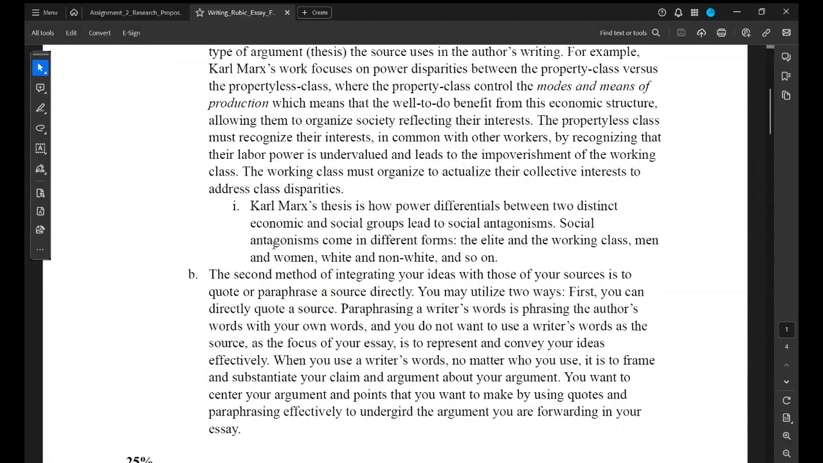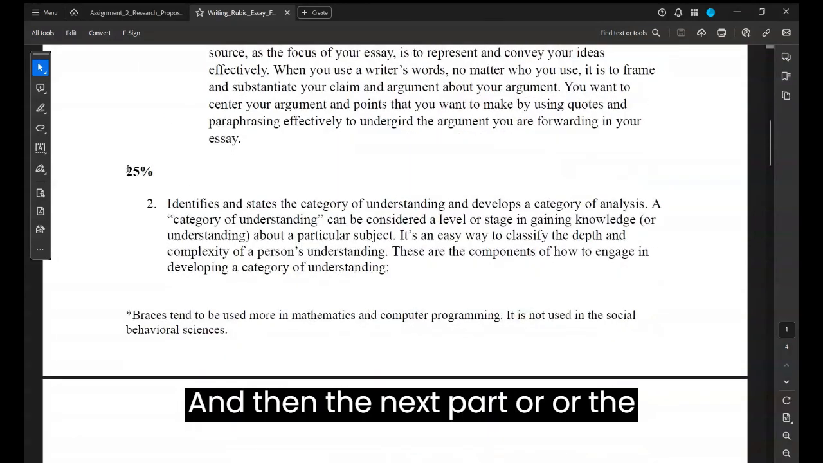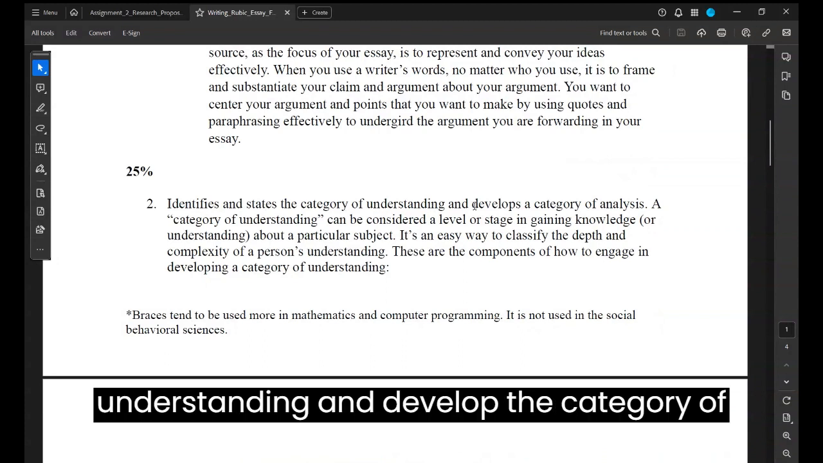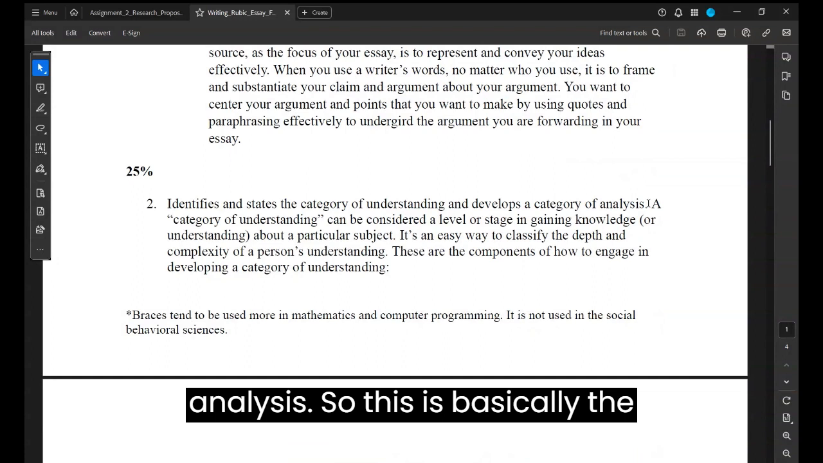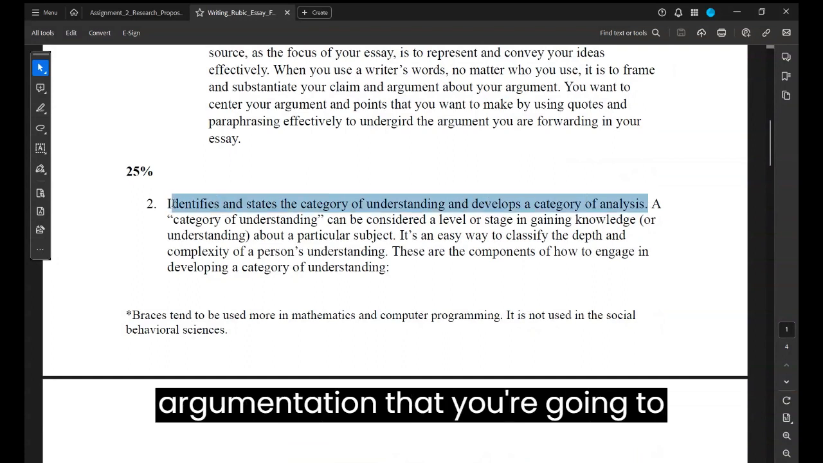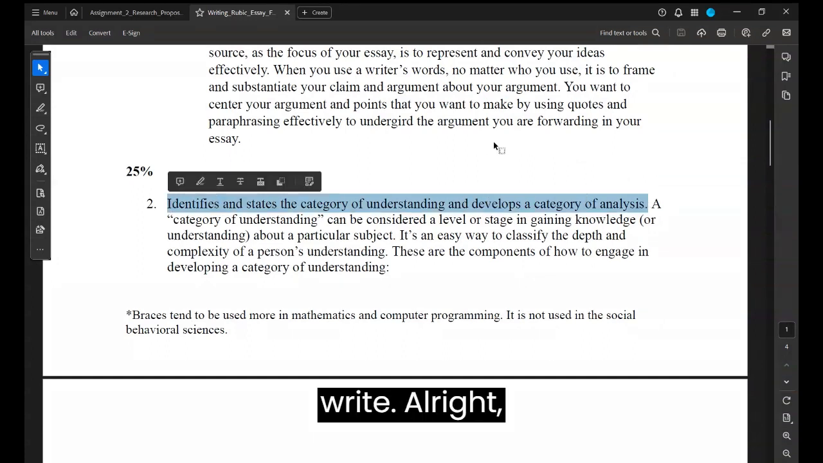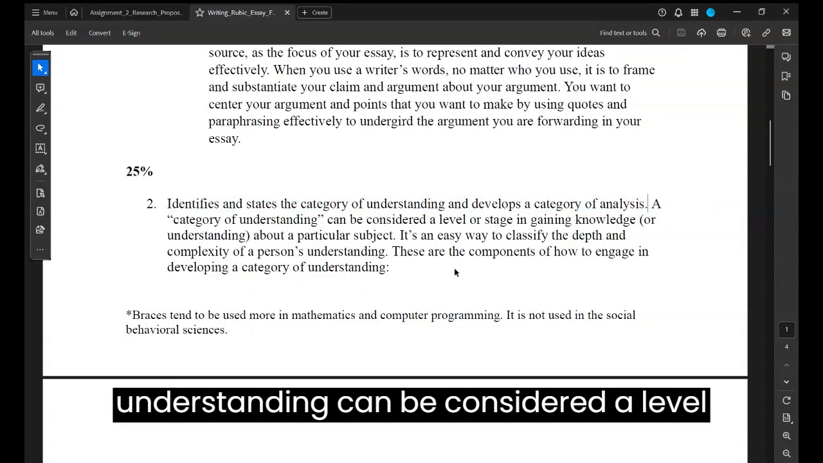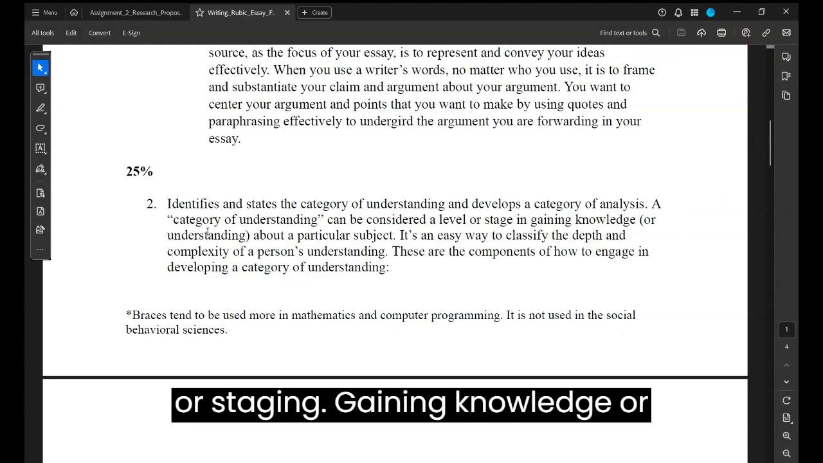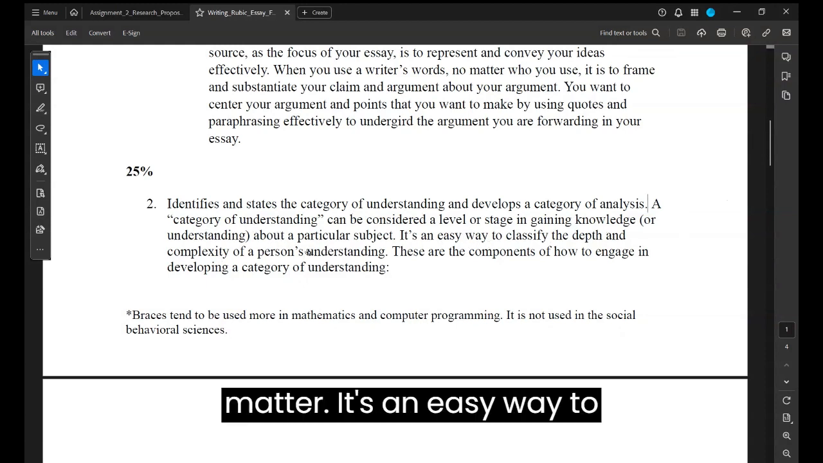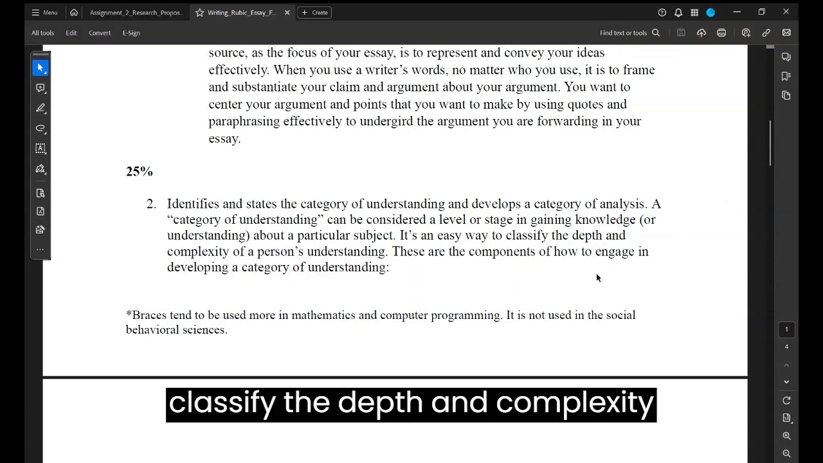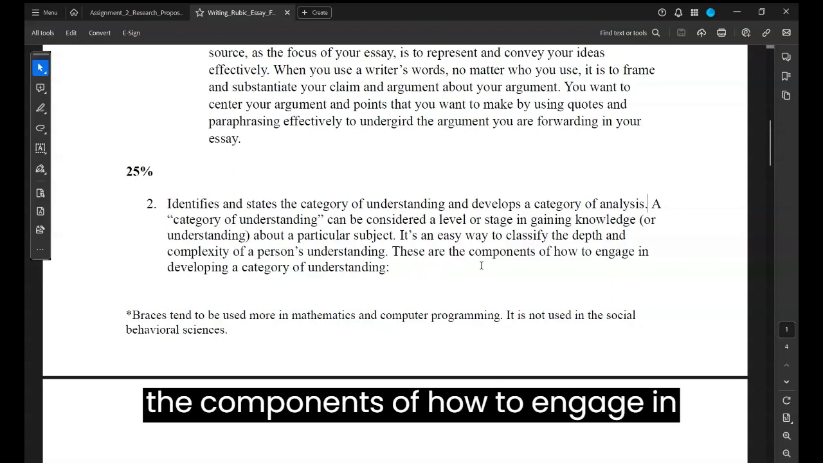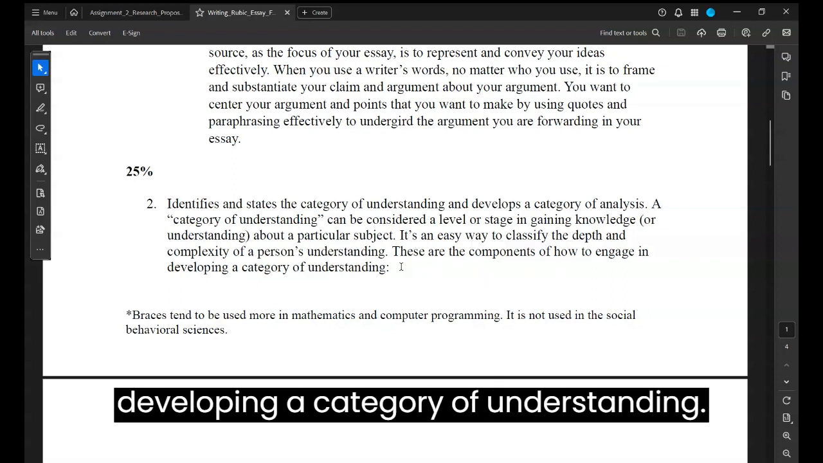Okay. And then the next part, or the second 25, is that you're going to identify and state the category of understanding and develop a category of analysis. So this is basically the argumentation that you're going to write. Right. Because I wrote a category of understanding can be considered a level or stage in gaining knowledge or understanding about a particular subject matter. It's an easy way to classify the depth and complexity of a person's understanding. These are the components of how to engage in developing a category of understanding.